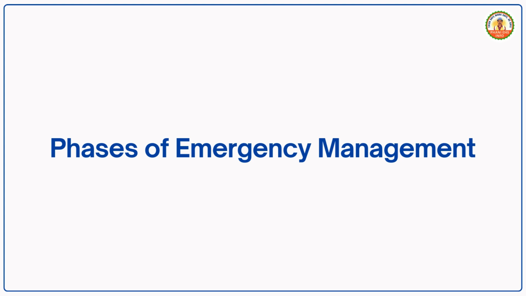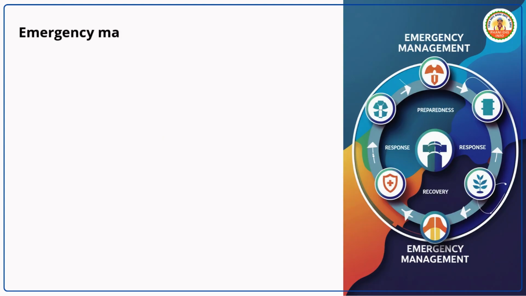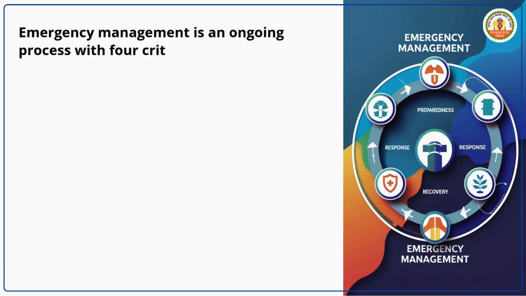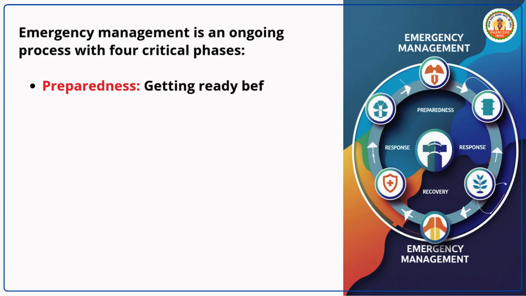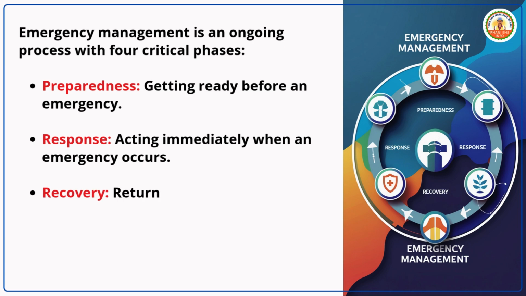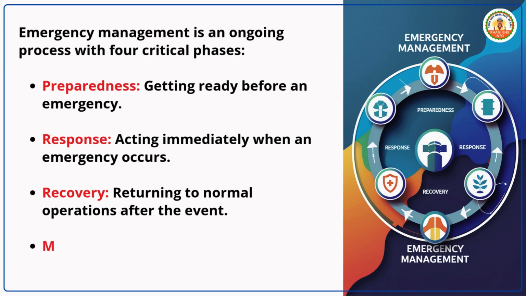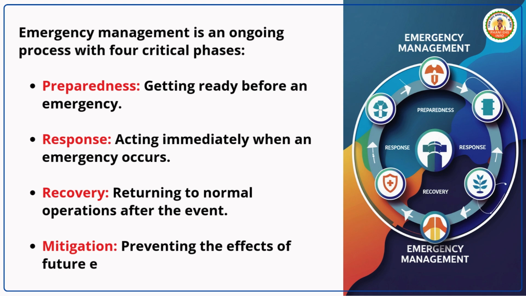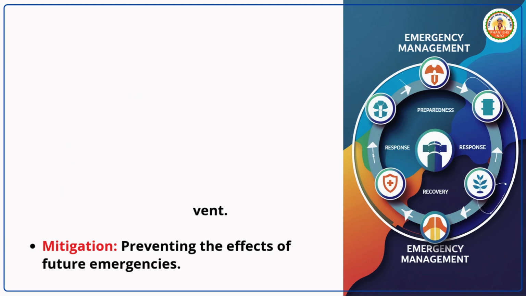Phases of emergency management. Emergency management is an ongoing process with 4 critical phases. Preparedness, getting ready before an emergency. Response, acting immediately when an emergency occurs. Recovery, returning to normal operations after the event. Mitigation, preventing the effects of future emergencies. Using these phases effectively can significantly reduce disruptions to operations and the quality of life.